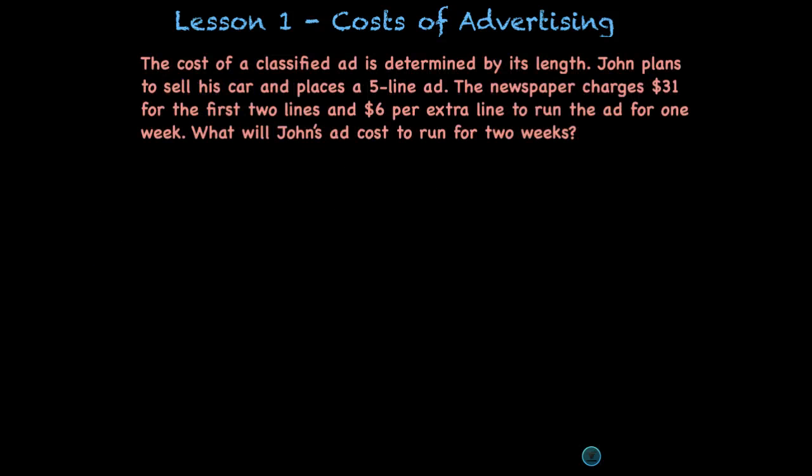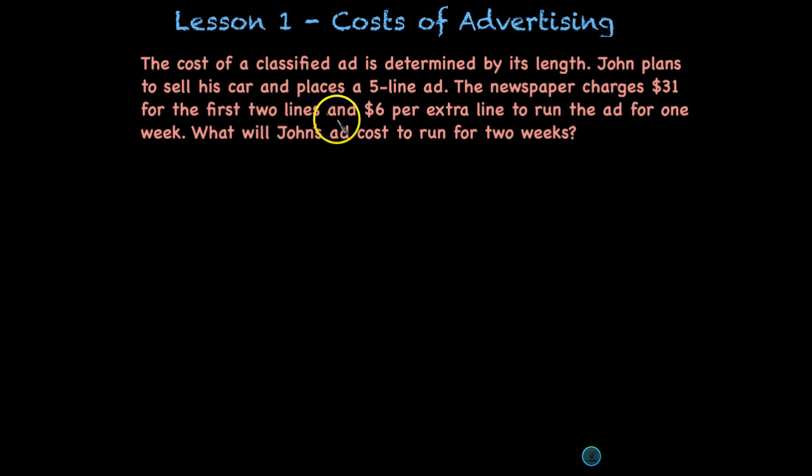Okay, let's look at our first example. This is how newspapers charge. In this situation, John plans to sell his car and he wants to place a 5-line ad. The newspaper charges $31 for the first 2 lines, but then an additional $6 per extra line to run the ad for 1 week. We want to know what John's ad cost will be to run it for 2 weeks. This would be a perfect example for a piecewise function. But let's go ahead and figure this out on our own.